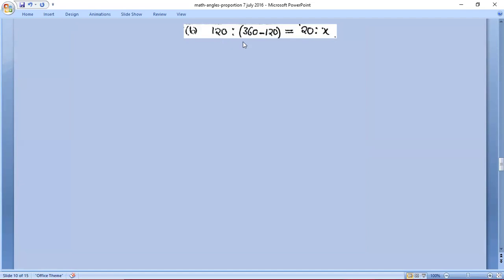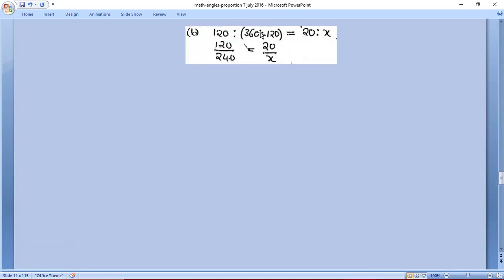So express these angles in terms of ratios. 120 to the number of those that did not vote for her. This is how we're expressing it. So 120, those that voted for her, to those that did not vote for her. Those that did not vote for her can be found by this proportion or this angle, which is 360 minus those that voted for her.